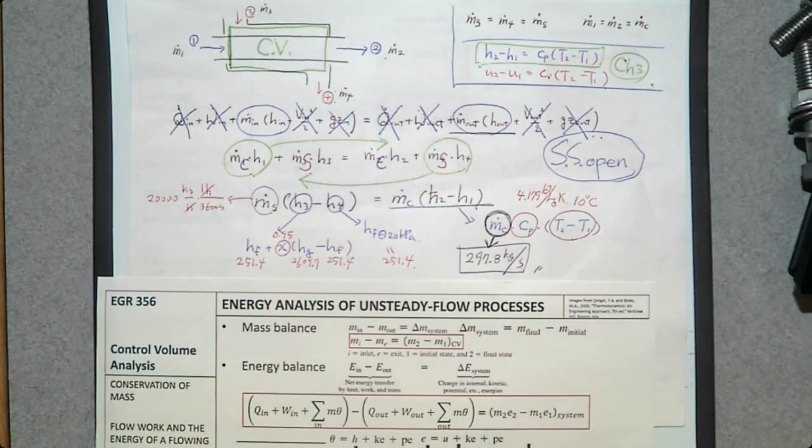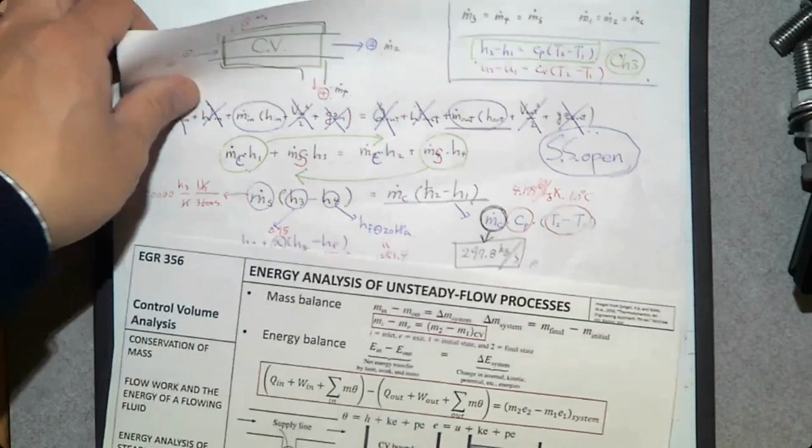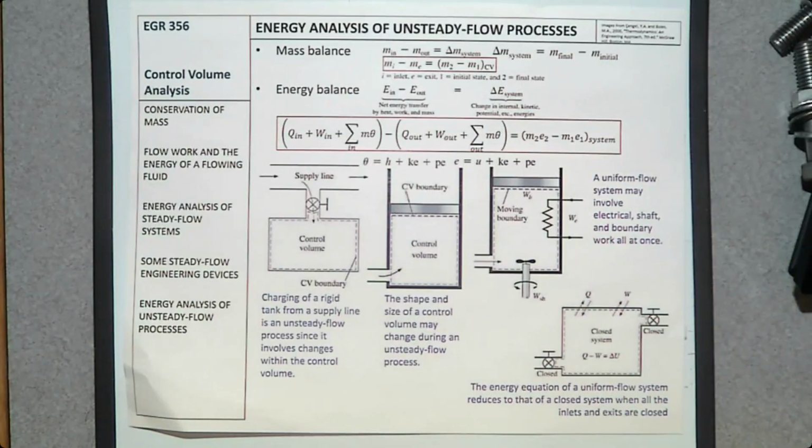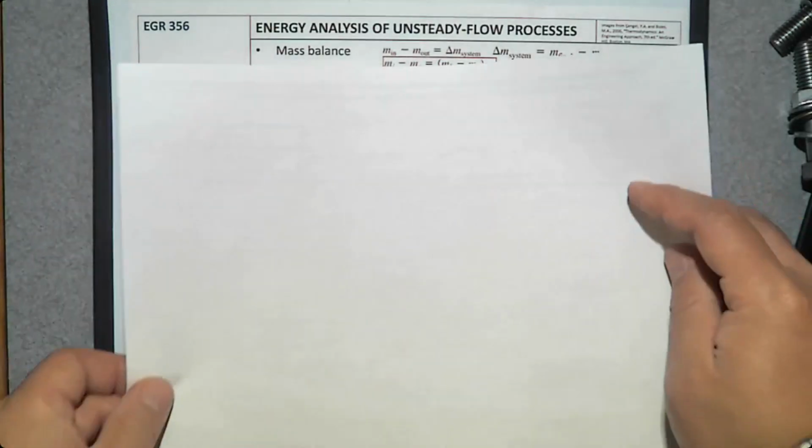Energy analysis of unsteady flow processes. So when we have an unsteady open system, what is the energy balance equation? What is the mass balance equation? Those are the things that we want to study at last in this chapter, okay?